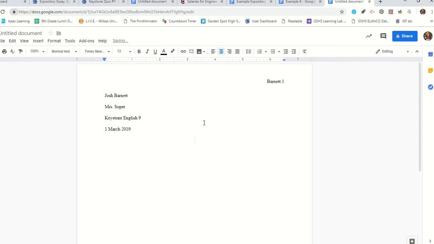Press enter, center your cursor, do a place saver for your title. If you know your title, type it now. Your title should be the topic of your essay, so what you're trying to talk about. Then you left align your cursor.